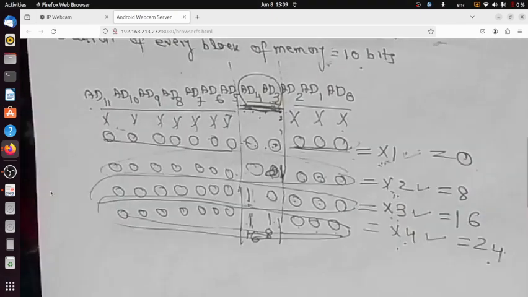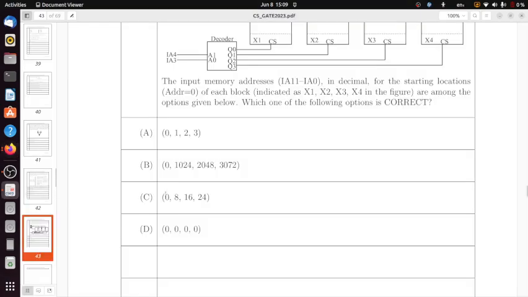So if we go back to the question, is there any such option? Yes, option C is saying the input memory address for starting locations X1, X2, X3, X4 is 0 8 16 24. So option C is the correct answer. Okay, thank you.